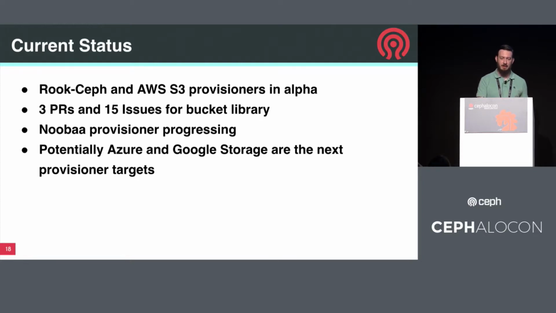So the current status of the Rook-Ceph and the library is they're both in an alpha state. AWS S3 is more or less staying where it is for the moment. It was more of a proof of concept. We have a number of PRs and issues, and we're open to any kind of help that anyone wants to provide. Nuba is ongoing, and then again down the road, Azure and Google storage would be the next targets.